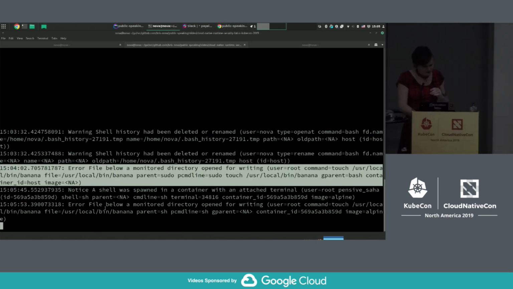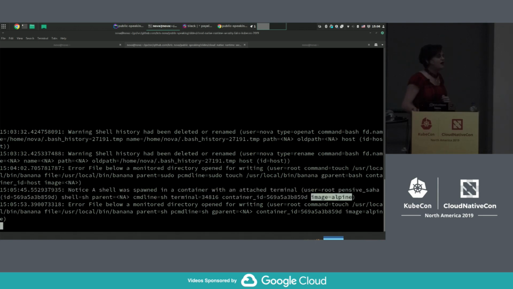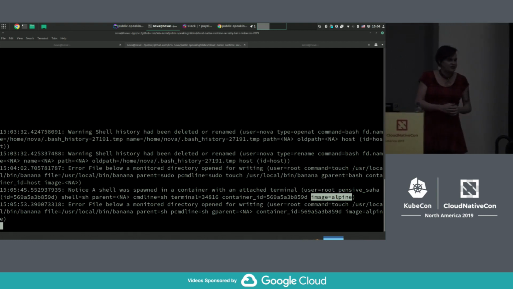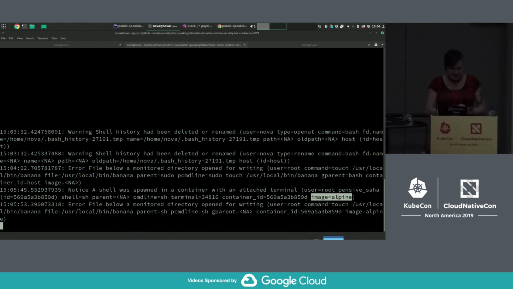And here, the first error, notice the shell was spawned in a container with an attached terminal. Yeah, we would probably want to know about that. And we're getting meta information from the Docker context, the Docker socket, and we're starting to plumb that into Falco as well. So Falco's smart enough to start auditing and understanding what's going on.